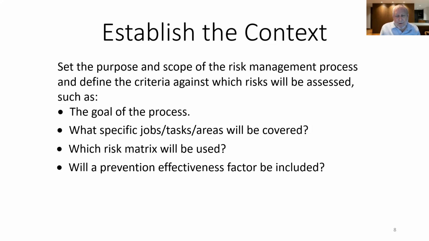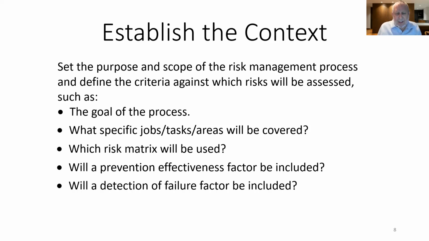Will a prevention effectiveness factor be included? We'll touch on that a little later. But a prevention effectiveness factor is usually associated with the controls you put in. In other words, your engineering control, that's probably a pretty high effectiveness factor. They're pretty effective. So if you do that, you can take that risk before you put controls, divide that by the effectiveness factor to get a revised risk factor.